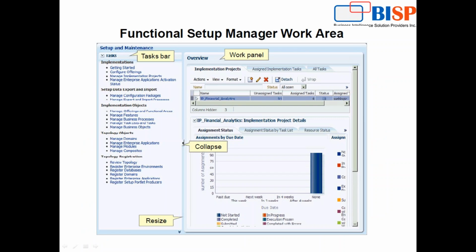So this is just a snapshot of a functional setup manager. As I said, we need to do a lot of functional setups, right? It's a part of the configuration. Whenever you set up and install OBIA, there will be a need to do a functional configuration. For example, what is the currency you're going to use? What is the language you're going to choose?